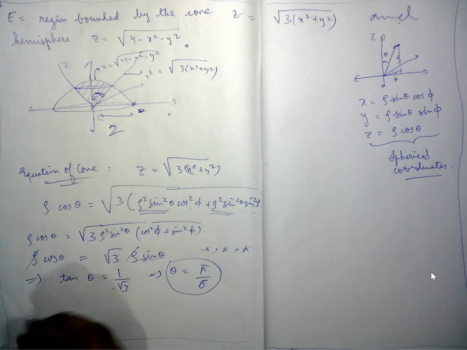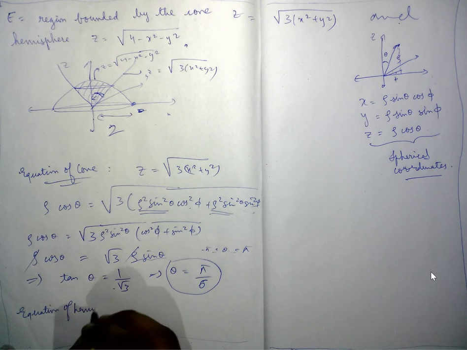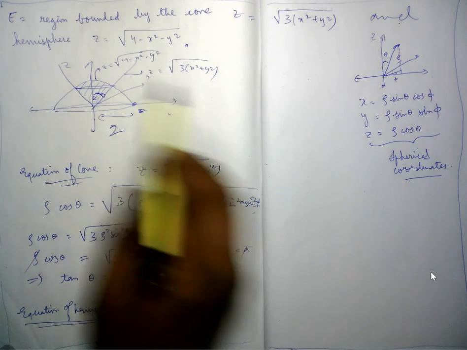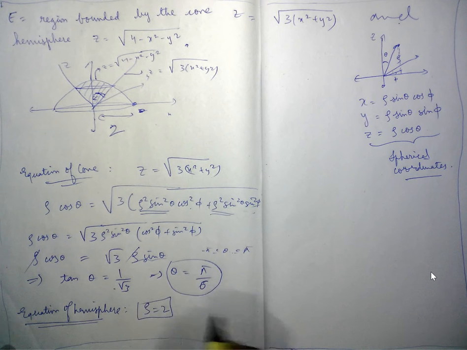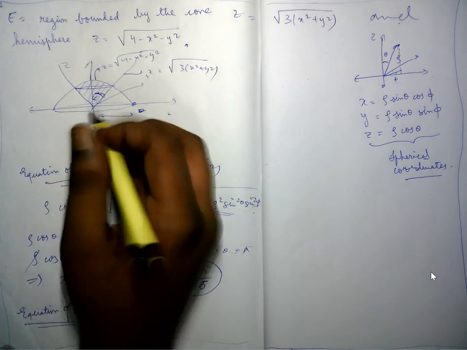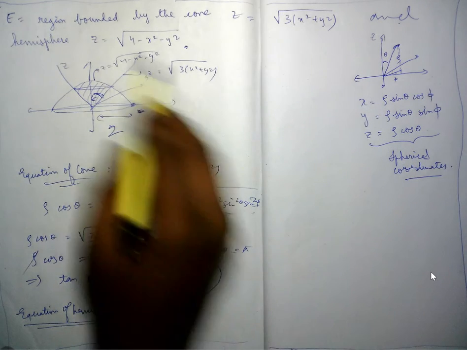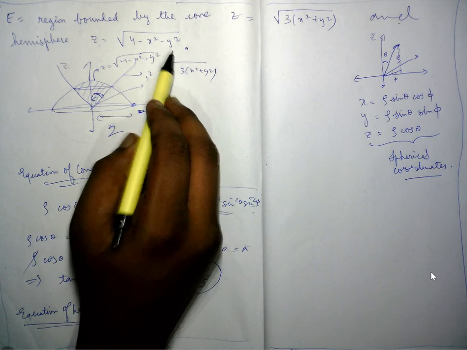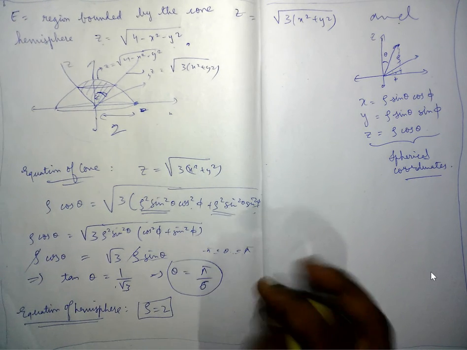And we already know that the equation of the hemisphere is nothing but the radius rho equal to 2. You can get this either by straightforward guessing, because we know that rho equal to 2 corresponds to the sphere of radius 2, or you can just substitute the values z equal to rho cos theta, x equal to rho sin theta cos phi, and y equal to rho sin theta sin phi, and obtain the equation as well. So in the end you will always have rho equal to 2.